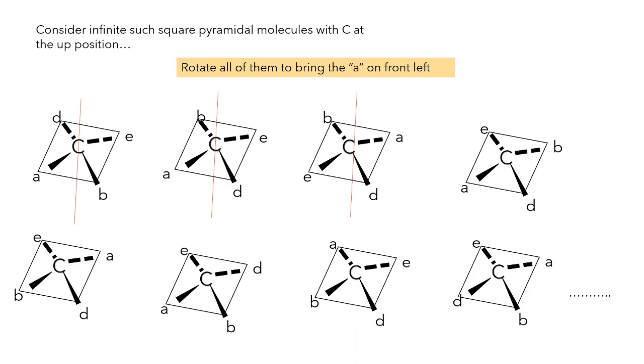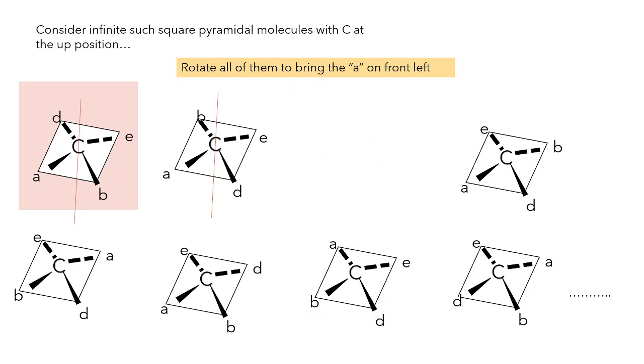Then let's move on to the third molecule, and bring the A on the front left. Now we have A and E opposite and B and D opposite, and the sense from A to B to E to D is anti-clockwise, which is the same as the first molecule. This molecule is superimposable with the first one. So let's remove this and think about the fourth molecule.